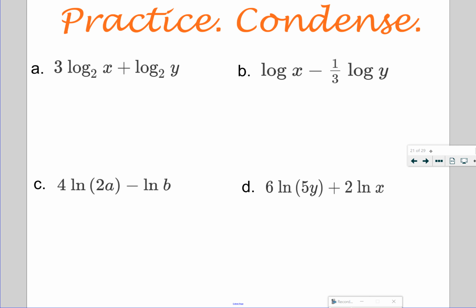Okay, so here are a couple condensing problems for you to try.